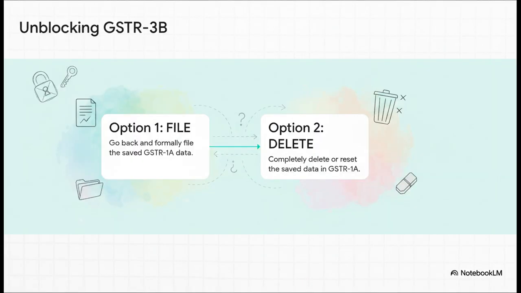Luckily, the solution is super simple. To get your GSTR-3B unblocked, you've got two choices. One, go back and formally file that saved GSTR-1A data. Or two, if you changed your mind, you have to go in and completely delete that saved data. You have to do one or the other.